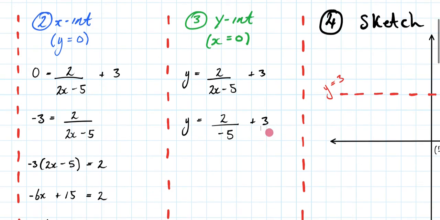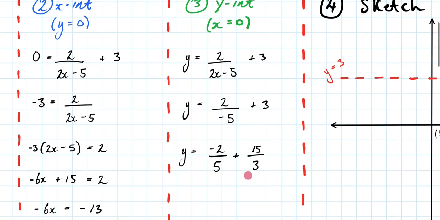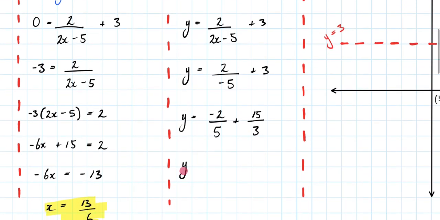I want this 3 now to have the same denominator. So I'm going to go y equals, now that negative, let's not get too freaked out, the negative's in the denominator. That doesn't mean anything. This whole thing is negative. So that is going to be 15 over 3. So that means, oh, whoopsie daisy, over 5, my mistake. So that's going to be 13 over 5. Because negative 2 plus 15 is 13. So it's going to be 13 over 5.